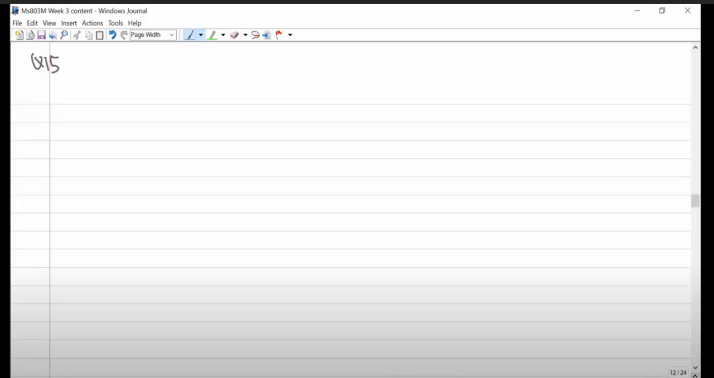Okay, so 15. Suppose you have a function which depends on x and y. So let's say f is a function, w here is a function depending on x and y. Function depends on x and y here.